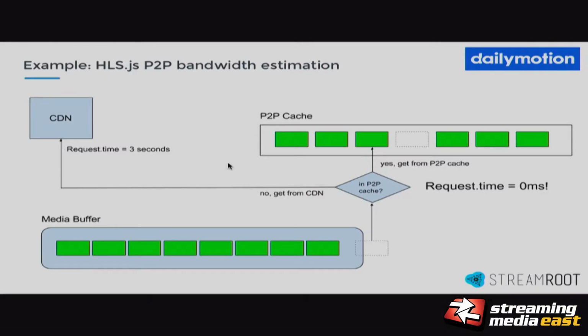So now let's see what happens if we add another way of getting the segment. At Streamroot, we have developed a peer-accelerated technology that prefetches segments from the other peers who are watching the same content at the same time as you. These prefetched segments go into what we call a peer-to-peer cache stored on the user's device. That is a complementary cache to the classic media buffer.